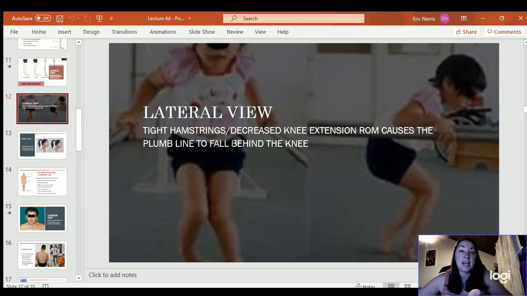If someone has tight hamstrings, then this would decrease their knee extension, or if they have decreased knee extension for other reasons, this would cause the plumb line to fall behind the knees. Of course, this is an extreme case. We call this crouch gait, typically in children with cerebral palsy. They have extremely tight hamstrings and tone coming from the brain and other flexor muscles throughout the body. And, of course, the plumb line would then fall well behind the knee.